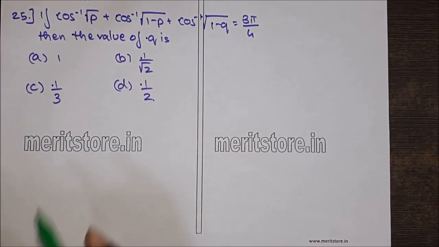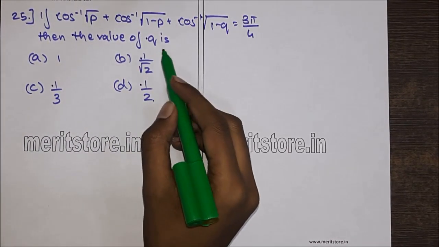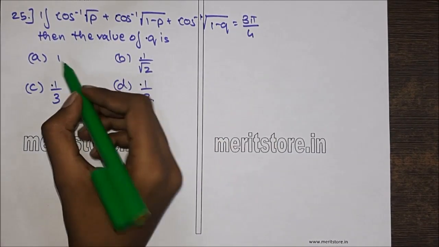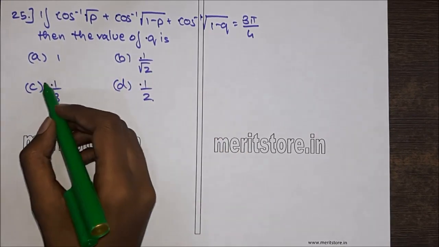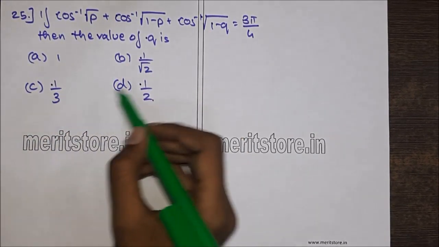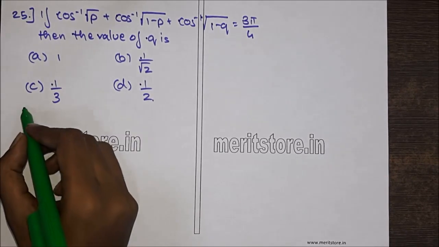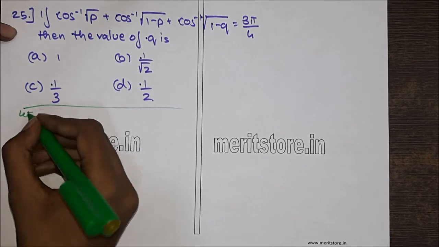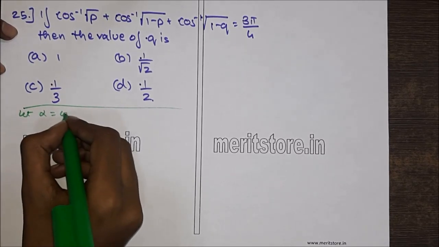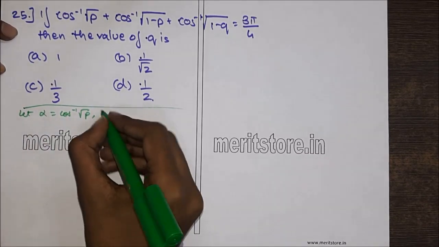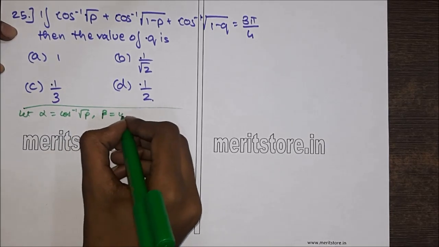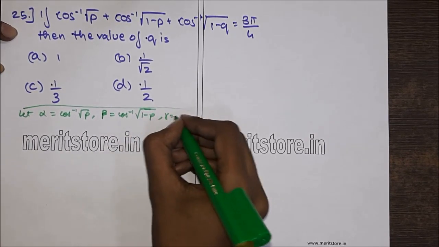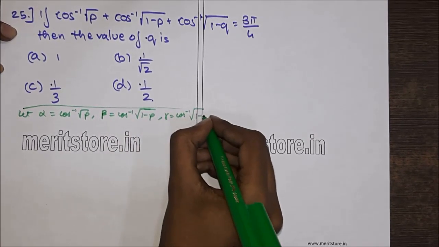If cos inverse of root P plus cos inverse of root of 1 minus P plus cos inverse of root of 1 minus Q is 3 pi by 4, then the value of Q is A) 1, B) 1 by root 2, C) 1 by 3, D) 1 by 2. So first let alpha be cos inverse of root P, beta be cos inverse of root of 1 minus P, and gamma be cos inverse root of 1 minus Q.